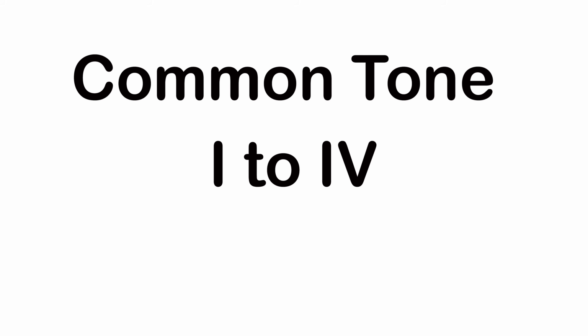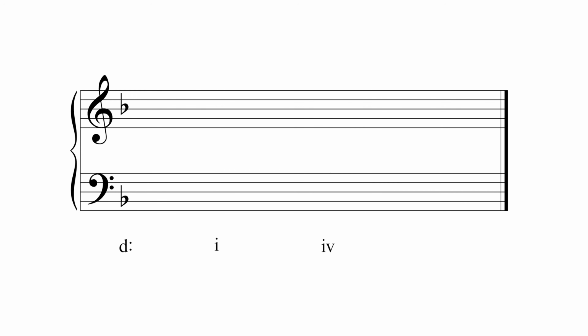The first is the common tone progression. Make a one chord in D minor. That would be a D minor chord with the D in the bass, A in the tenor, F in the alto, and D in the soprano. Move the D in the bass to the G. Keep the common tone D in the soprano. Then the other two voices move parallel by step. So move the A in the tenor to the B flat, and move the F in the alto to the G.